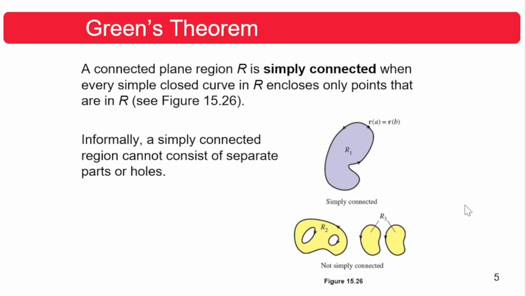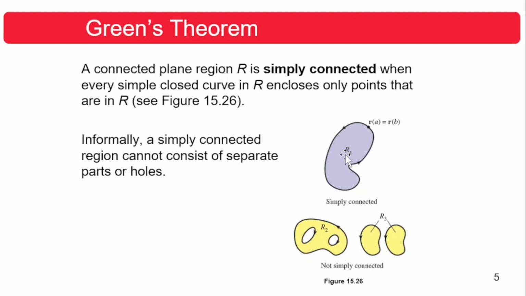Okay, what is simply connected? By definition, a connected plane region R is simply connected when every simple closed curve in R encloses only points that are in R. As you can see in figure 15.26, R1 is an example of a simply connected plane region because it encloses all points that are in R1.